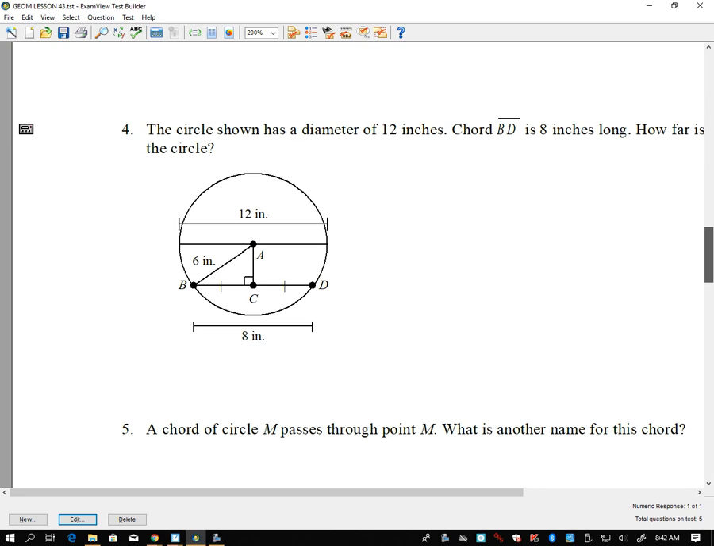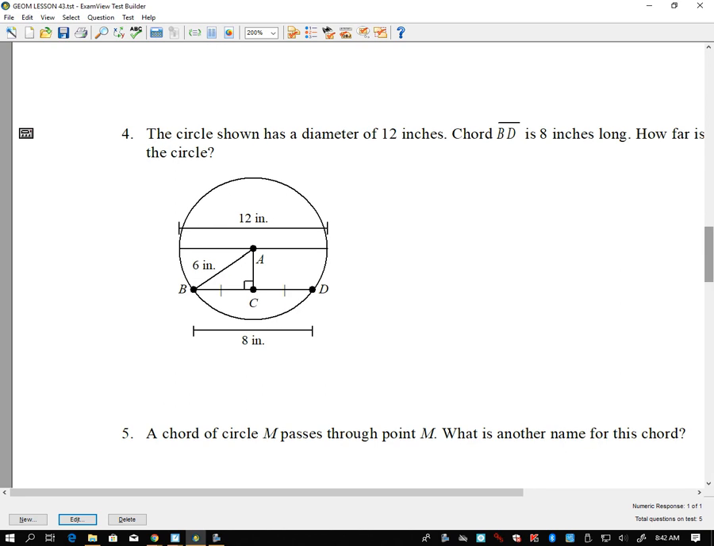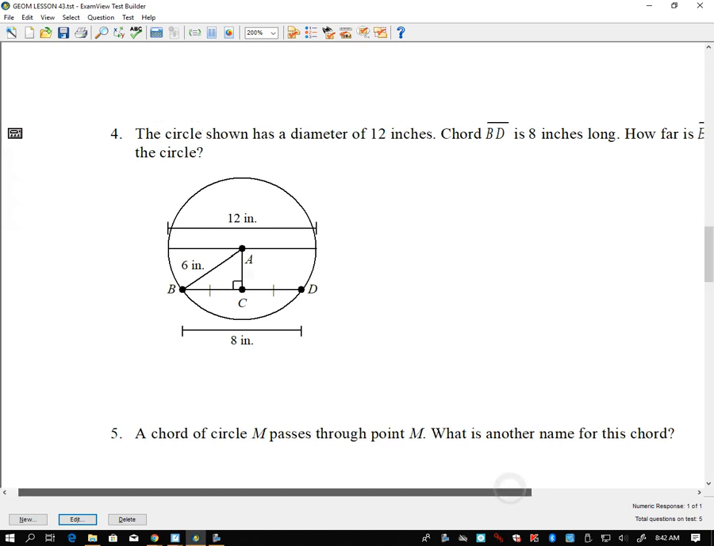4 or 5, probably 4. Do you want to look at 4 before we move on? Okay, it looks somewhat complicated.